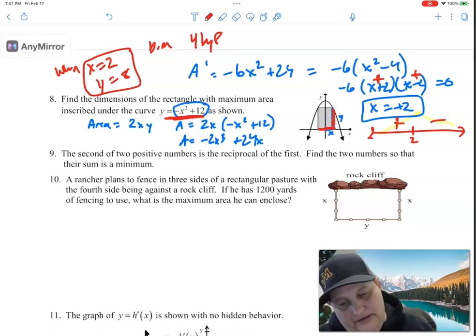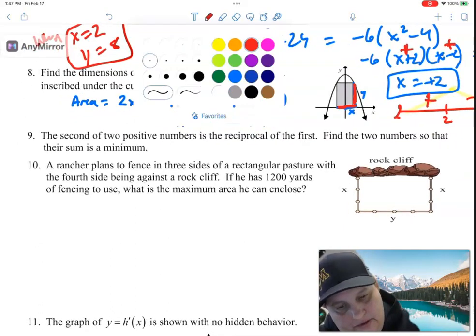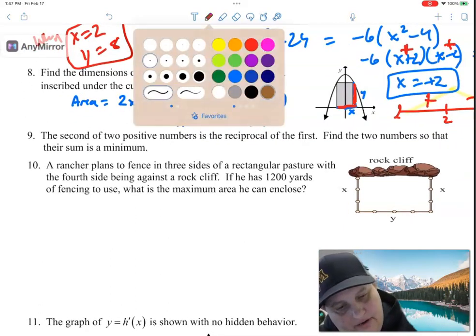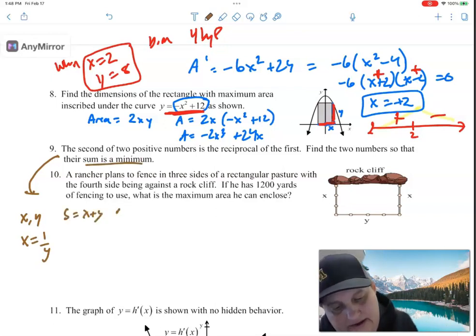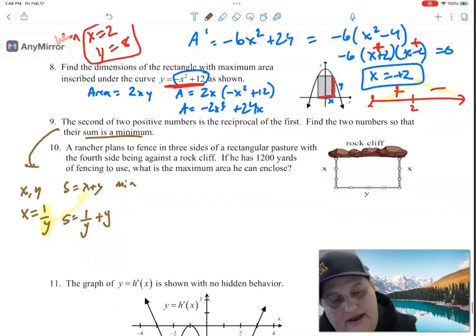All right. Let's check out number 9. Two positive numbers. I'll use x and y. It says the second is the reciprocal of the first, so x equals 1 over y. Find the two numbers so that their sum, x plus y, is a minimum. This is already solved for x, so I'll plug it in. I have 1 over y plus y as my sum that I have to minimize.